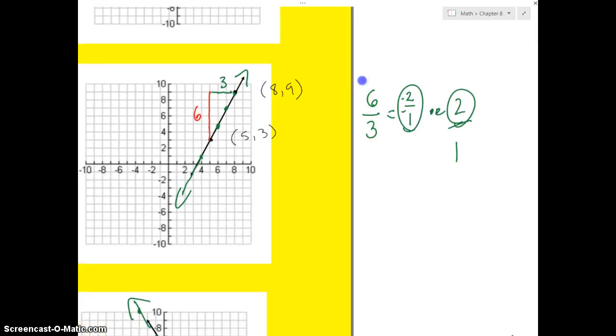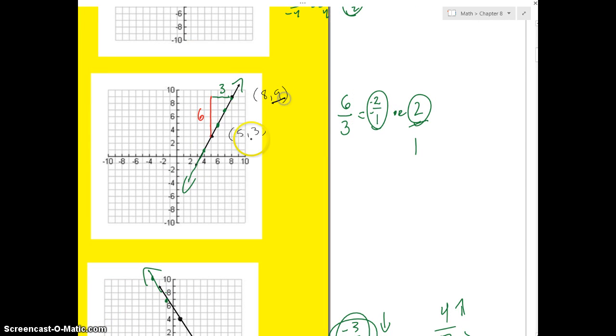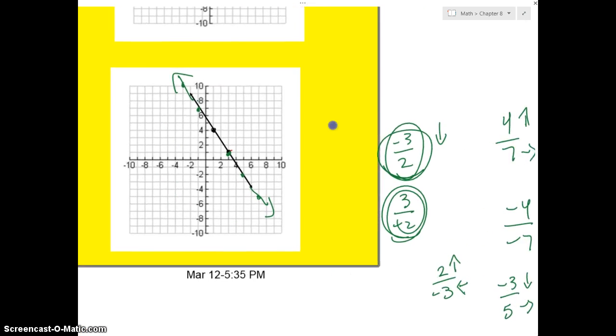Let's see if it works for this graph. Look, 9 minus 3 is 6. 8 minus 5 is 3, which is 6 over 3, which is 2. So what you can do is you can take your ordered pairs and simply subtract the y's and subtract the x's. So I can say 9 minus 3 over 8 minus 5 equals 6 over 3, which is 2. Okay? So I think it's pretty cool.